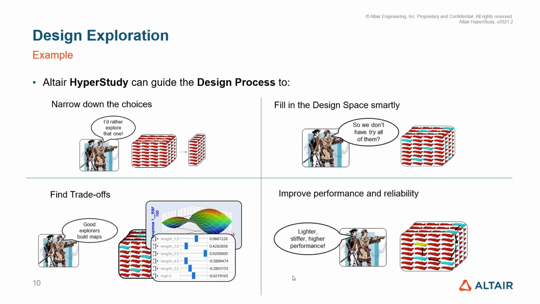We can use HyperStudy at a high level to do a lot of different things. We can help narrow down the choices. So maybe we go from all of these infinite number of choices to a small subset of those choices. We also want to fill design space smartly so we don't have to try all of these designs. Within our design space, let's strategically choose some of these designs to test out to greater enhance our understanding of the design without having to try every single combination that's possible.